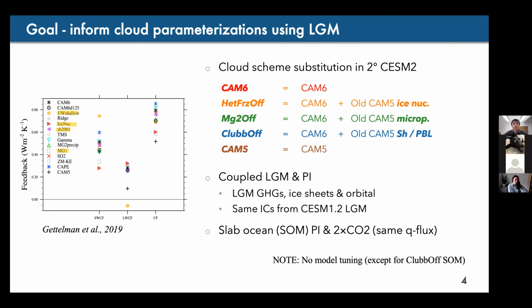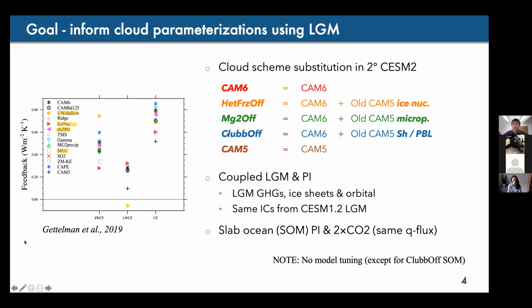That motivated us to carefully examine the details in the clouds between CAM5 and CAM6. So here I followed the approach in Gettelman 2019 in fully coupled CSM2 configuration to test the contribution from individual cloud schemes. So configuration CAM6 means everything standard, and the ice nucleation off configuration means you run fully coupled CSM2 with CAM6, but with the older version of the CAM5 ice nucleation scheme. So similarly, MG2 off uses the older microphysics scheme. CLUBB off uses the older CAM5 version of shallow convection and the PBL scheme. So this CAM5 configuration here means running CSM2 with CAM5 physics.